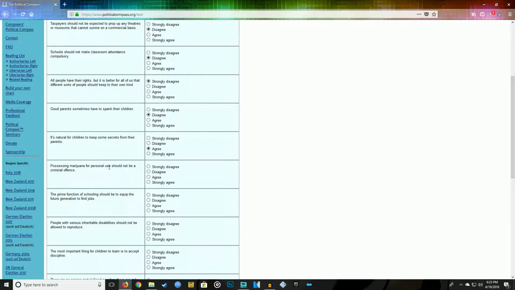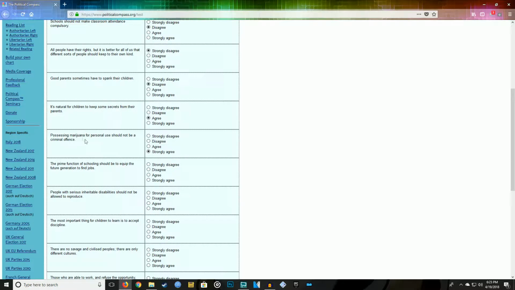Possessing marijuana for personal use should not be a criminal offense. Strongly agree. Marijuana should not be illegal in the first place. I am for the legalization of that.